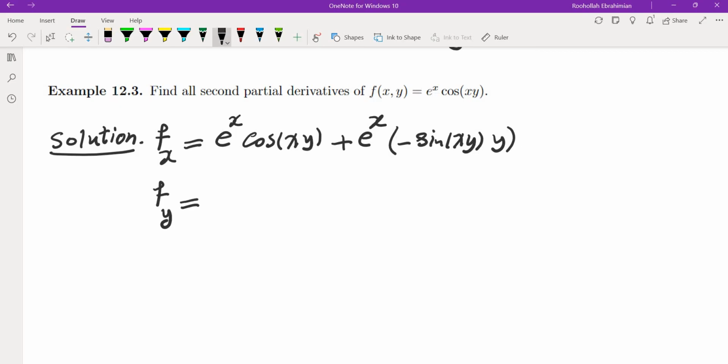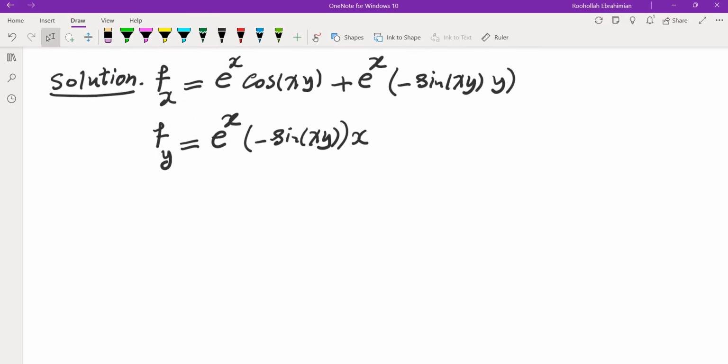The first partial of that with respect to y: e to the power of x is a constant, so that would be negative sine xy. And then we'll have to multiply by the derivative of the inside, which is x. Next, we're going to have to take the partials of these partials. So for f sub xx, I'll have to take the derivative of this one with respect to x.